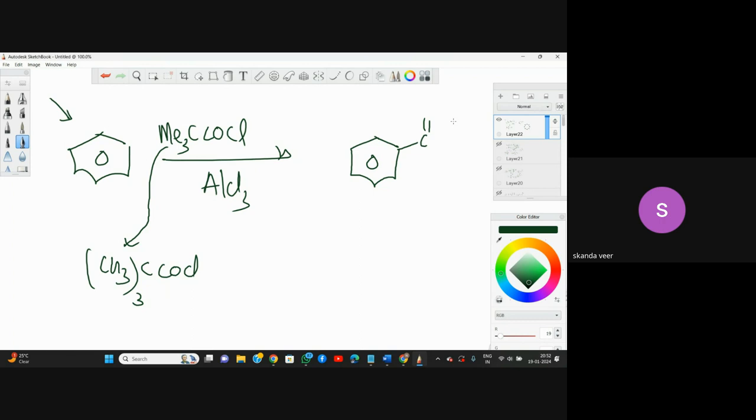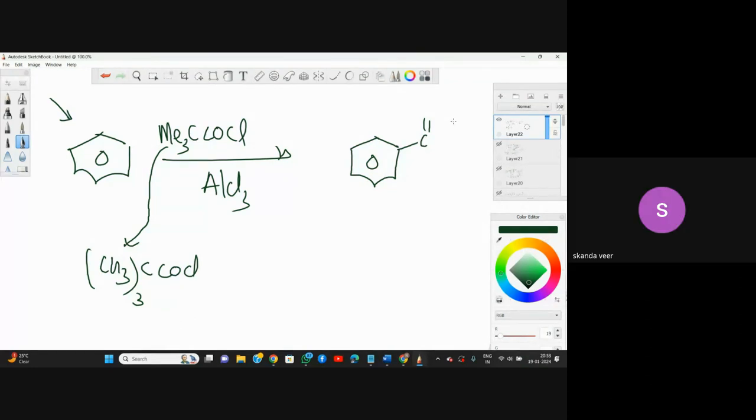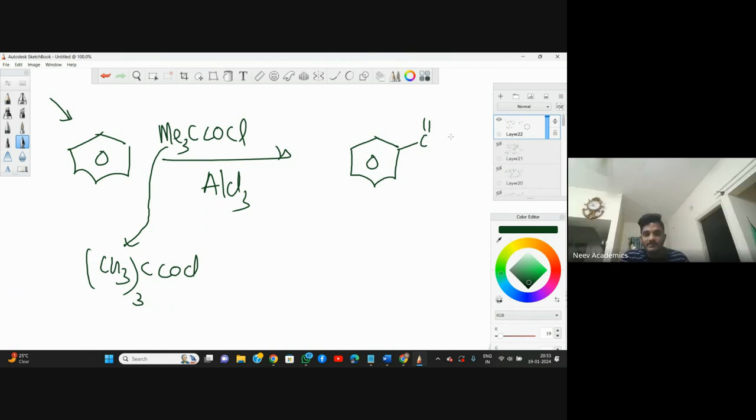There is a methyl shift done in this problem. Let's see whether the shift will happen or not, because a carbocation shift will be involved. Anyone got this product, CO, C, CH3, CH3, CH3? It's a kind of acylation, right? So anyone got this product? By removal of Cl, carbon will get a positive charge.